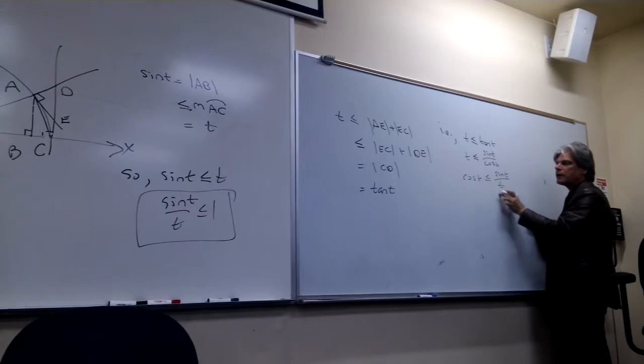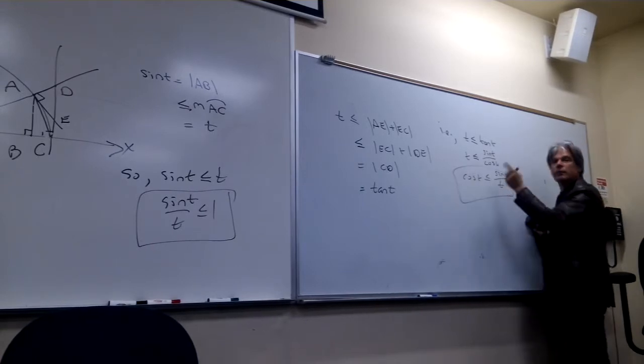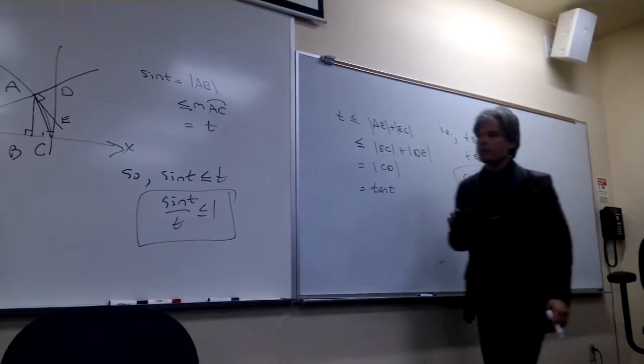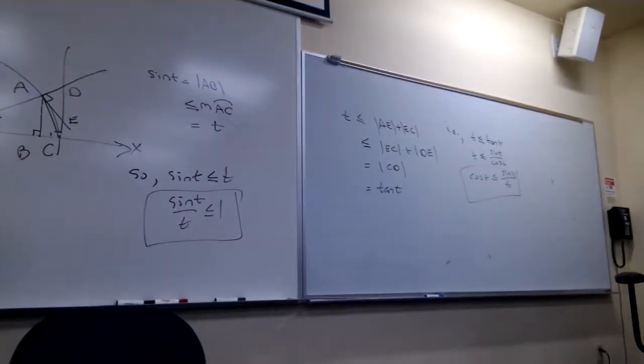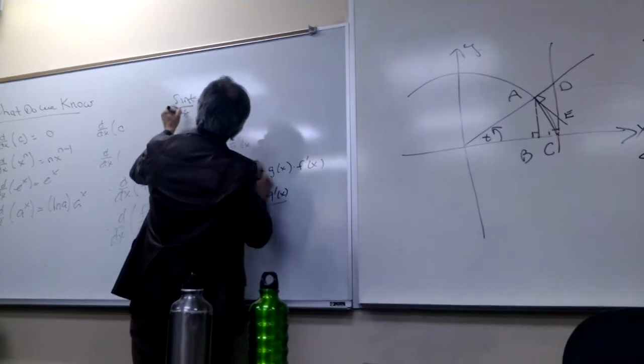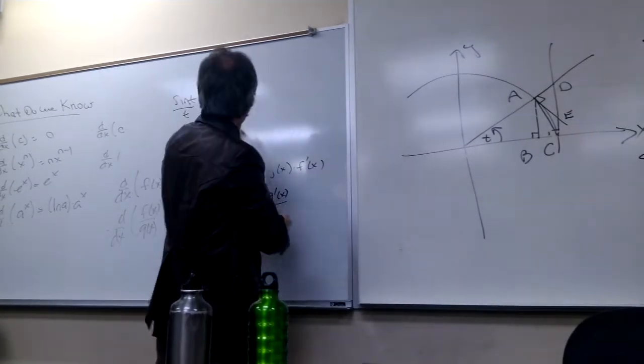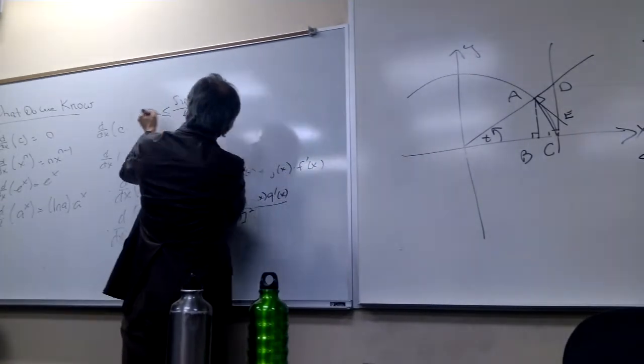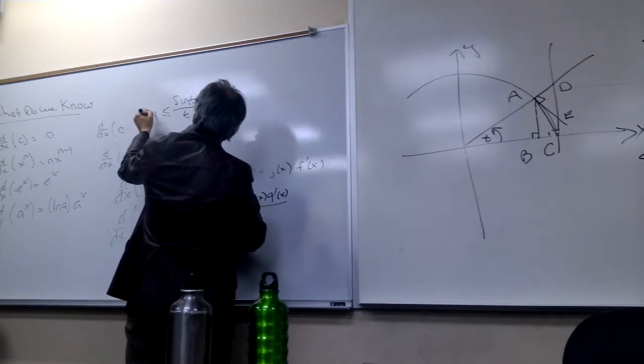Oh, I recognize the sine of T over T. I see it over there near the box. What it really means is that the sine of T over T is bounded above by 1, but bounded below by cosine of T.